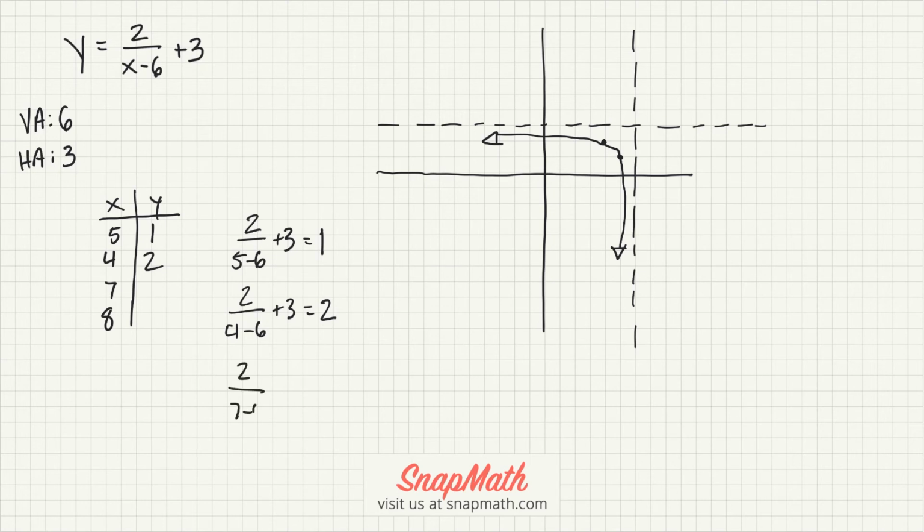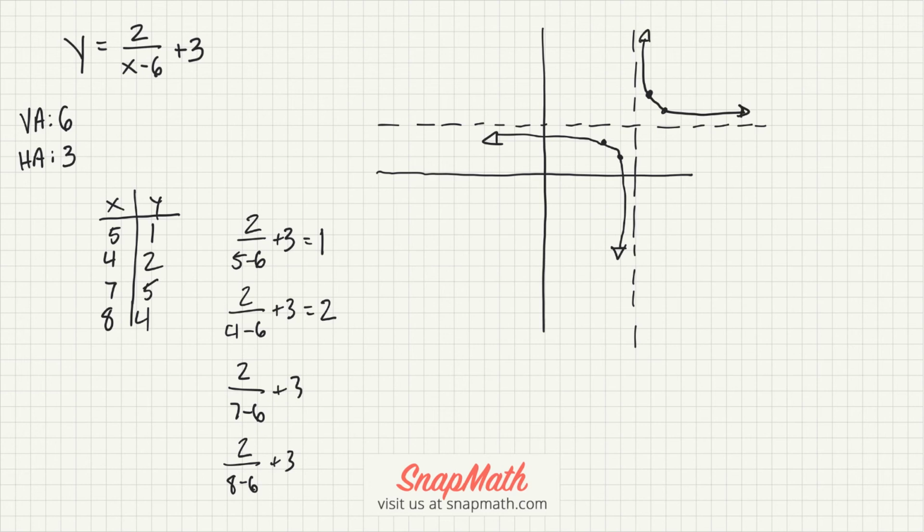All right, now I'm going to plug in 7 and 8, so we'll have 2 over 7 minus 6, plus 3. 2 over 1 is 2, plus 3 is 5. And then if I do the same thing for 8, 2 over 2 is 1, plus 3 will be 4. So 7 is 5, and 8 is 4. And then we graph this.